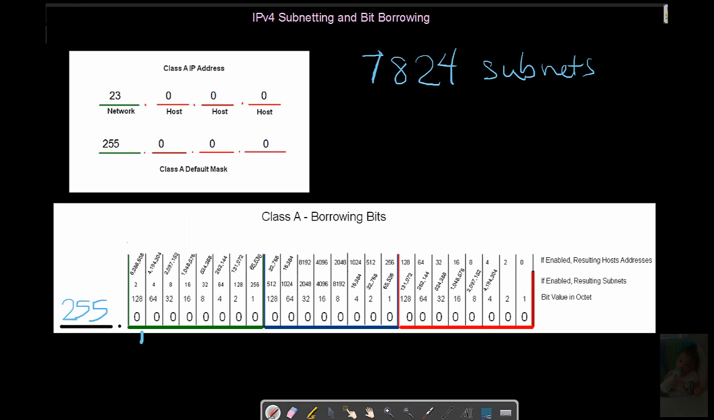Let's keep borrowing bits. 1, 2, 3, 4, 5, 6, 7, 8. If we borrow all 8 bits, well, we know we add all these values up for this octet. This octet now has a value of 255 because that is the total of all of these. We would have created 256 total subnetworks, 203.0, 203.1, 203.2, 203.3, 203.4. Those are all separate networks. They will have 65,000 hosts in them each. What's our additive? 1. That's what we were just doing. 203.0, 203.1, 203.2. Networks increase by 1 in this octet.